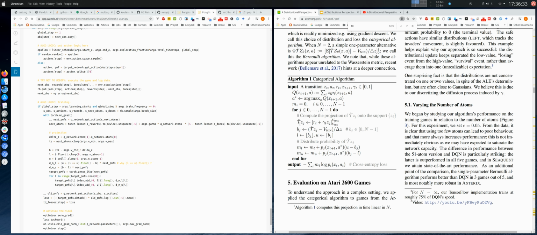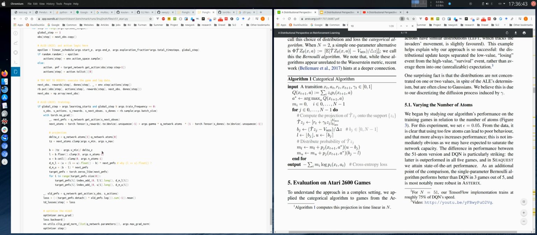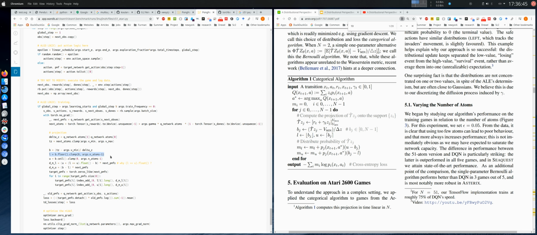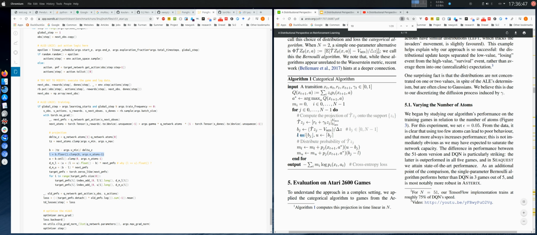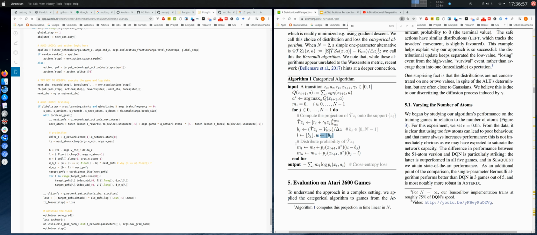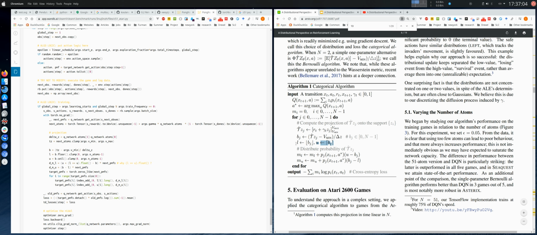Right. So over here, you have B. Ignoring the J, B is equal to T minus V min, and then divided by delta Z. It matches over here. And over here, you're getting the lower bound, and you're getting the upper bound. And why do you need these bounds? So it's a floor and the ceiling function, right? Yes, but I don't quite understand this part.